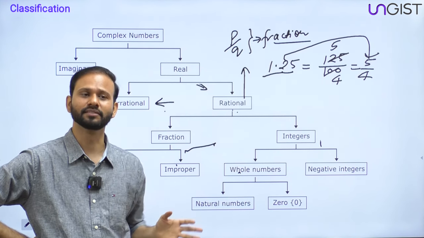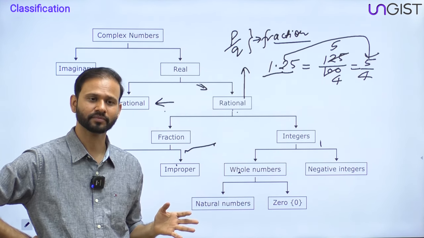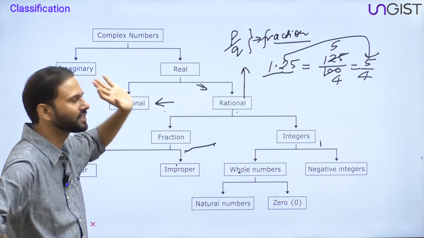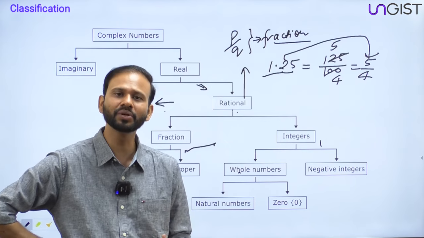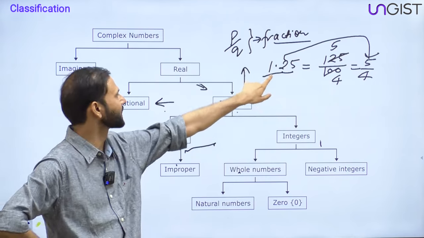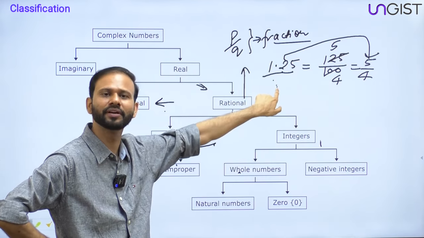Kiya hi nahi ja sakta. Right. Ab kiya hi kyu nahi ja sakta? Ki P by Q ke form mein likha hi nahi ja sakta. What is the reason behind that? Kyu nahi likha ja sakta? Just think about the basics. Kya hai yahan pe? Kya likha hua hai?